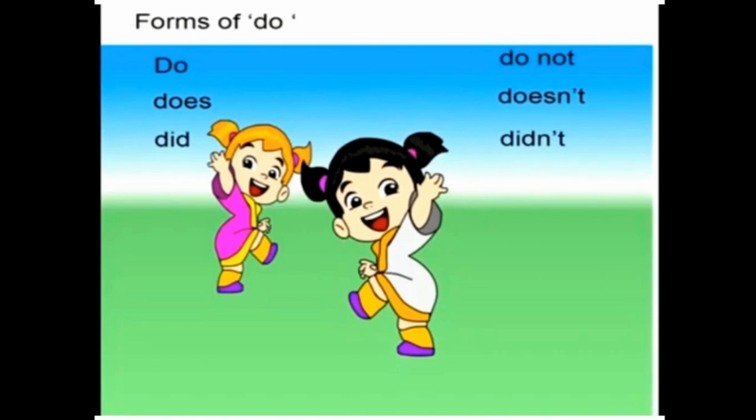Now let's look at the forms of do. اللي هو do, does, did. النفي بتاعهم يا شباب don't, doesn't, and didn't. For example, she doesn't like fish. Doesn't is the auxiliary verb. Like is the main verb. Does she like fish? نفس الحكاية. Does is the auxiliary verb. Like is the main verb. In short answers, yes she does or no she doesn't.